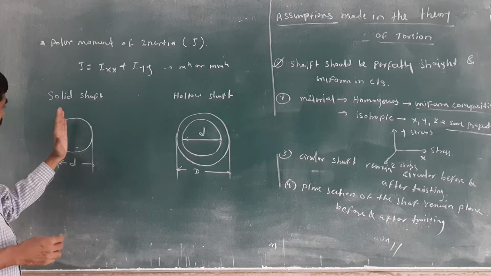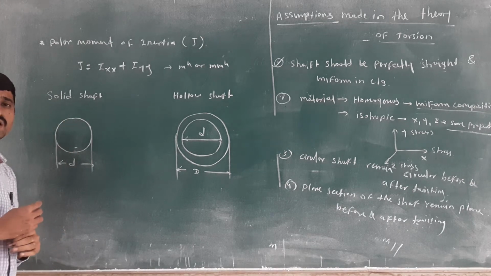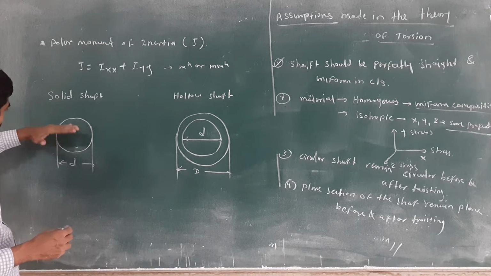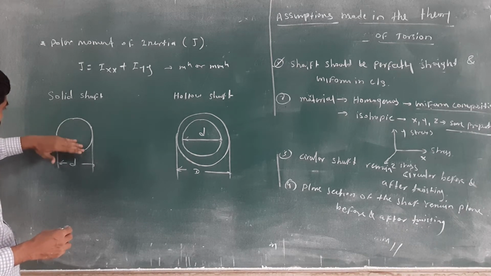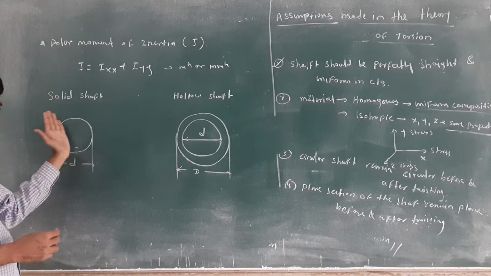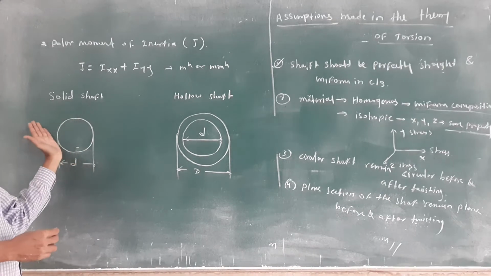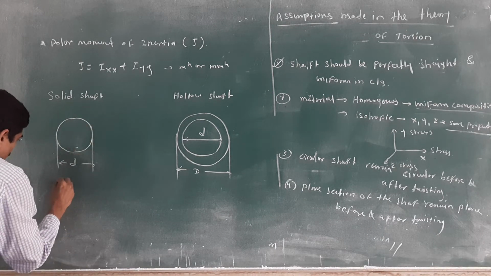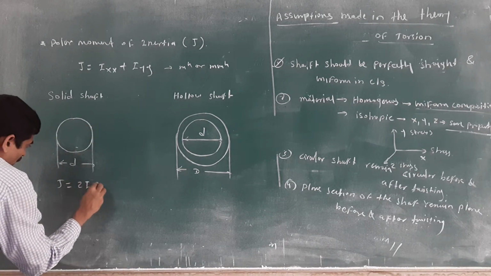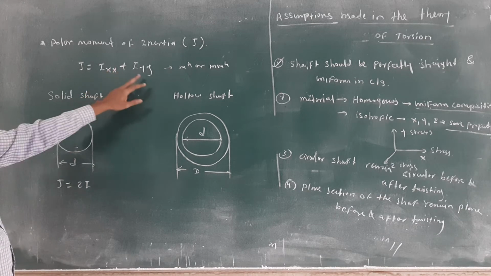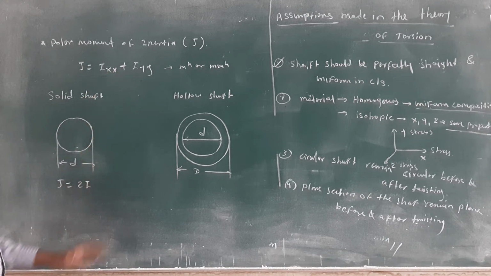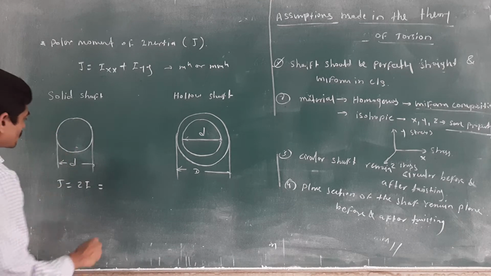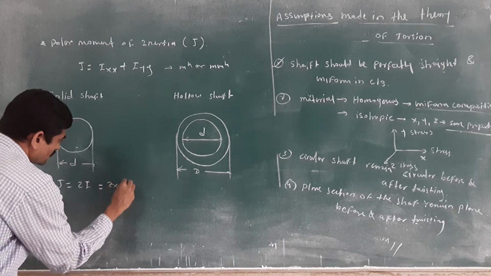First you have to check whether the given figure is symmetric or not. This figure is symmetric. If you take the x section, you will get the same portion above the neutral axis and below the neutral axis. Here also you will get the same portion on this side and that side. So J is equal to 2I, since both are the same, I plus I. Again, what is the I for the circular section?